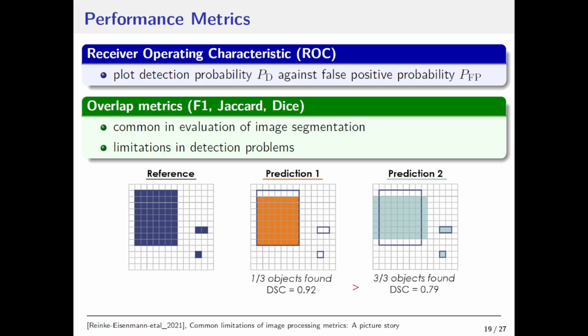A counter example is prediction algorithm number 2, which has a much lower overlap metric because we are missing these pixels. These are in addition there, but we found all 3 objects. So this one is actually much better, even though the overlap metric is 80%.